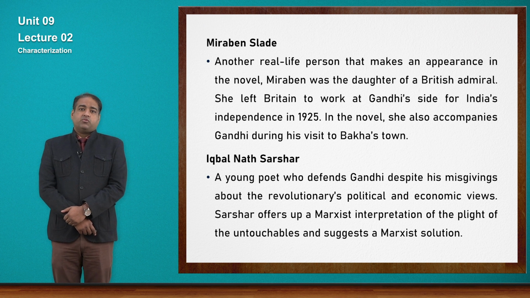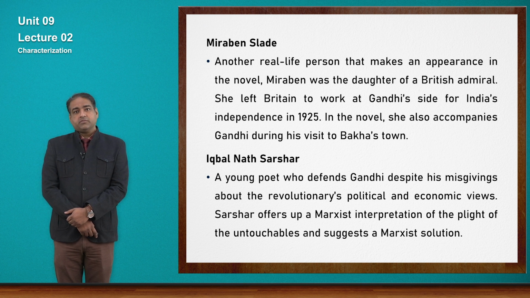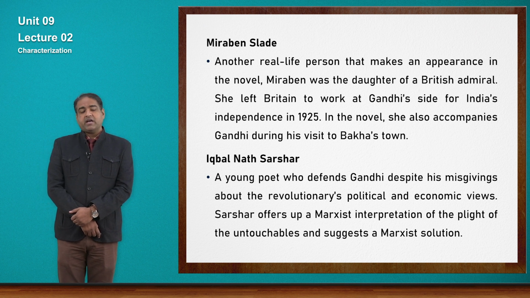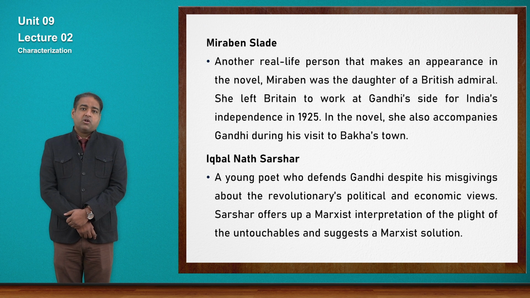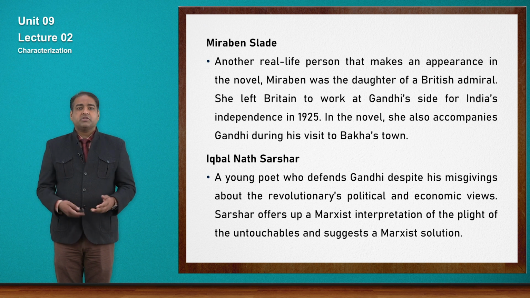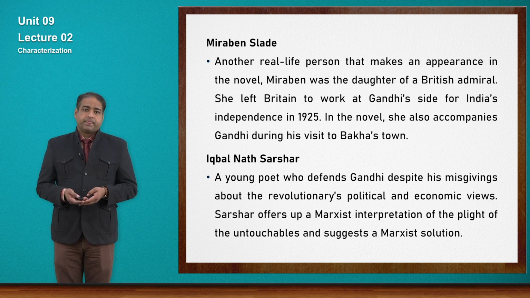We have another character whose name is Mirabin Slade. Another real life person that makes an appearance in the novel. Mirabin was the daughter of a British admiral. She left Britain to work at Gandhi's side for India's independence in 1925. In the novel, she also accompanies Gandhi during his visit to Bakha's town. So she was a minor character following Gandhi and always in the company of Gandhi. When he was giving the speech in Bakha's town, she was present with Mahatma Gandhi, helping her.